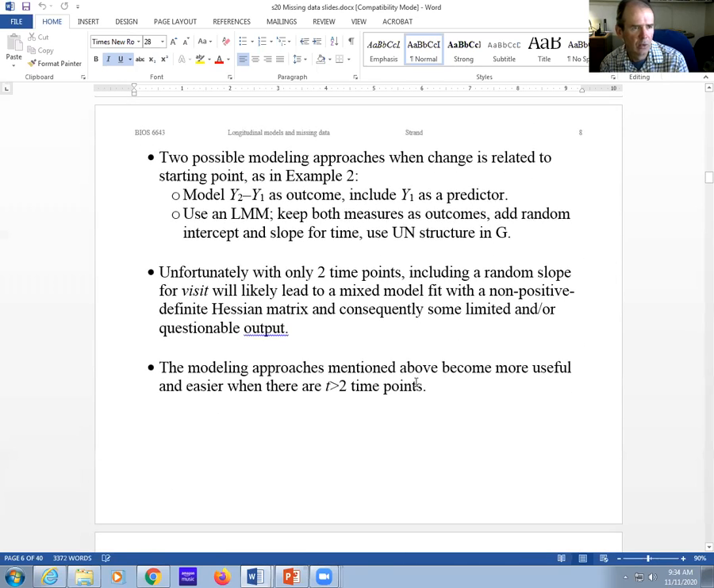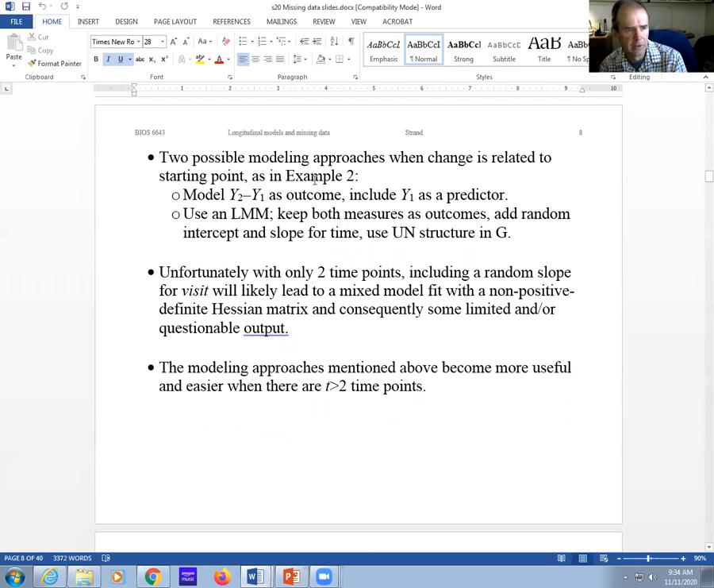So 2 ways of modeling change when it's related to the starting point. We know this, you can do as the outcome, you can put in y2 minus y1. So it's a change score model, but you also have Y1 as a predictor. So we called this one the hybrid model early on. That's one way you can do it.